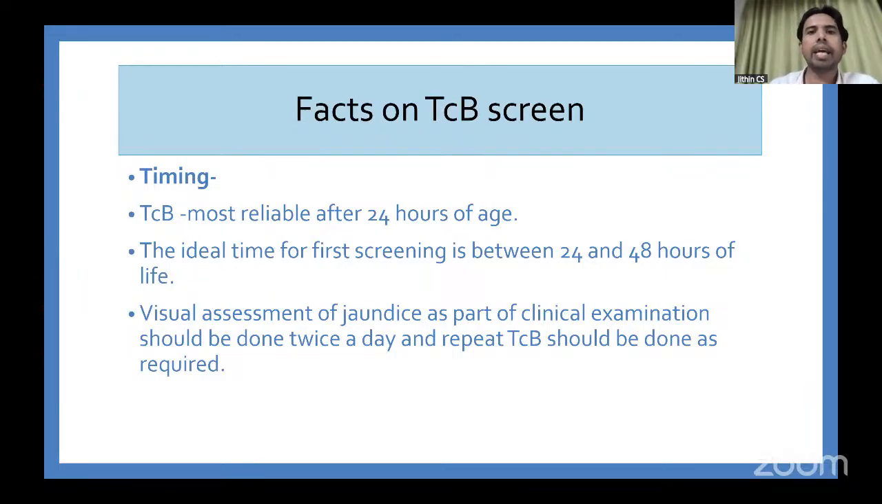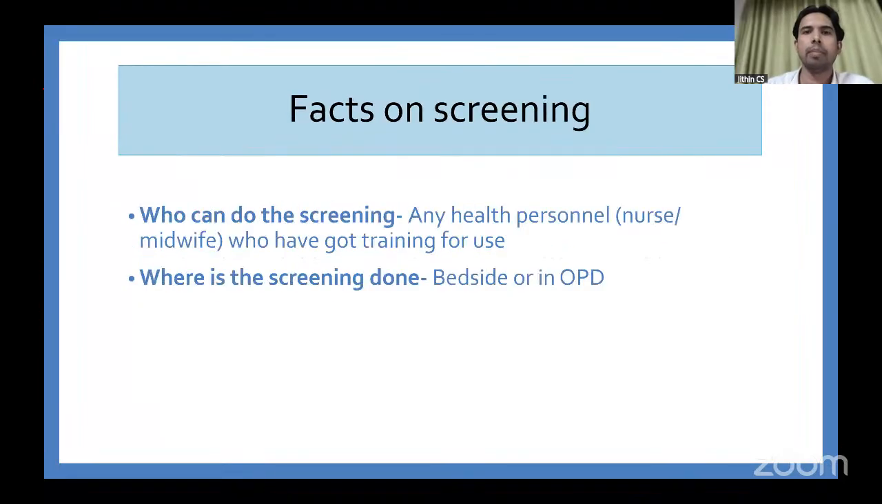So the ideal time for the first screening is usually between 24 to 48 hours of life, but it is not a substitute for visual assessment. It does not mean that you should not visually assess the baby. It means that visual assessment should be done twice a day. And if any suspicion is there, we have to do a transcutaneous bilirubinometry, and at a particular value, we need to go for a total serum bilirubin check.